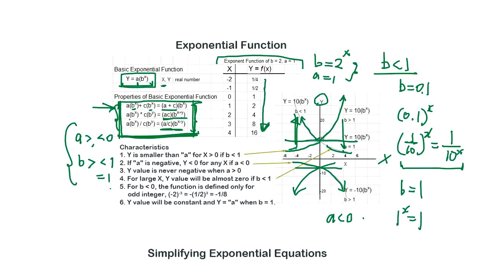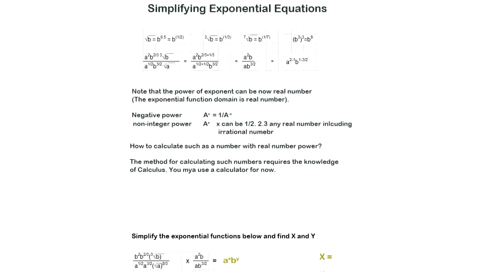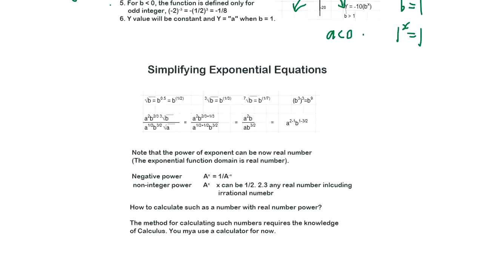Okay, so next, simplifying exponential equations. How do we simplify exponential equations? Okay, here's some practice, right? The square root of b is actually b to the 1 over 2, half, right? So this is going to be 1/3.